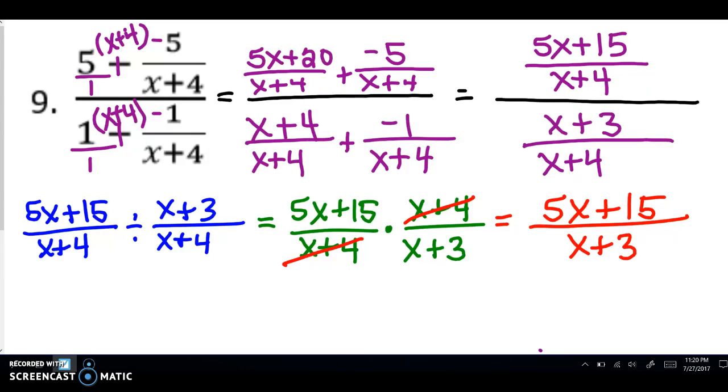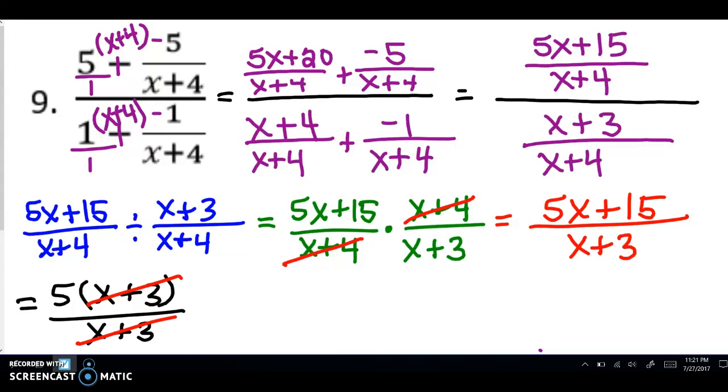So I can take out a 5 out of both 5x and 15. So I take out a 5, and that leaves me with an x and a 3. So once again, we can go back to that canceling step, cancel out our x plus 3's, and our answer is just a simple 5.